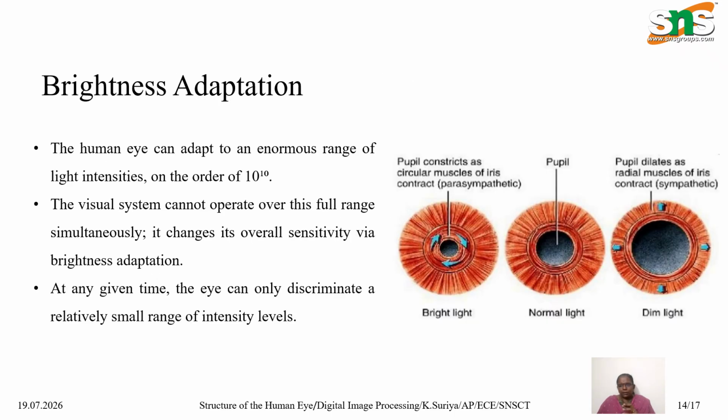So next is brightness adaptation. The human eye can function over an extremely wide range of lighting conditions. Whether we move from a dark room into bright sunlight or vice versa, our eyes gradually adjust their sensitivity. This adaptation allows us to continue seeing effectively, although the adjustment takes a few moments.